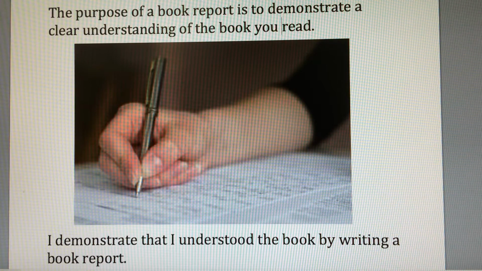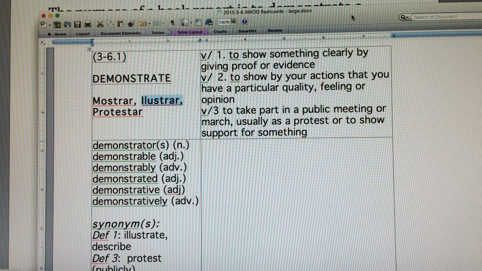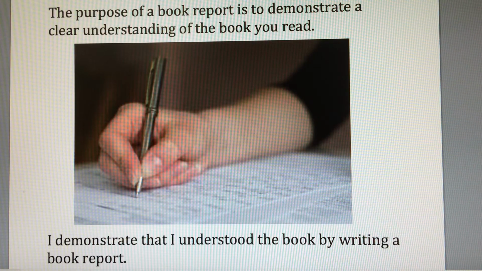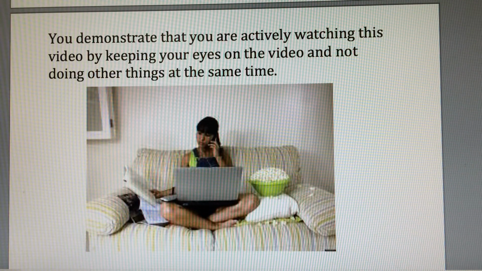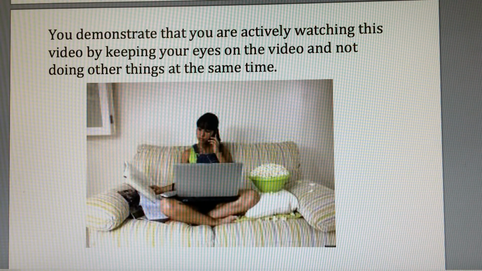The second definition is to show by your actions that you have a particular quality, feeling, or opinion. So it's similar to the first, because again, you're showing something, but this one is your actions. So you can have a sentence like this. You demonstrate that you are actively watching this video by keeping your eyes on the video and not doing other things at the same time.